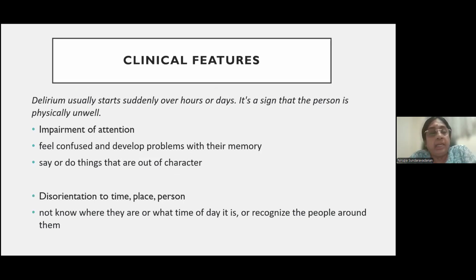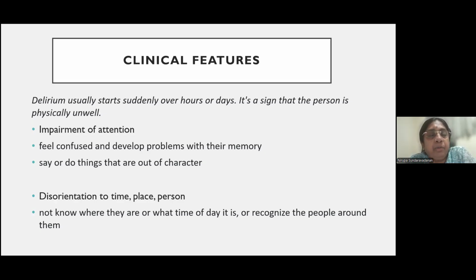So, delirium starts suddenly over hours or days. And it's like an alarm bell. It's a sign that this person is physically unwell. There's something happening here, and it's for us to see whether whatever is causing this delirium is reversible or not. So, when they feel confused, how do we notice it clinically? Impairment of attention. They're not paying attention to what we say. Do you want to have some food? Do you want to have a drink of water? They're not really focusing. They're looking somewhere.